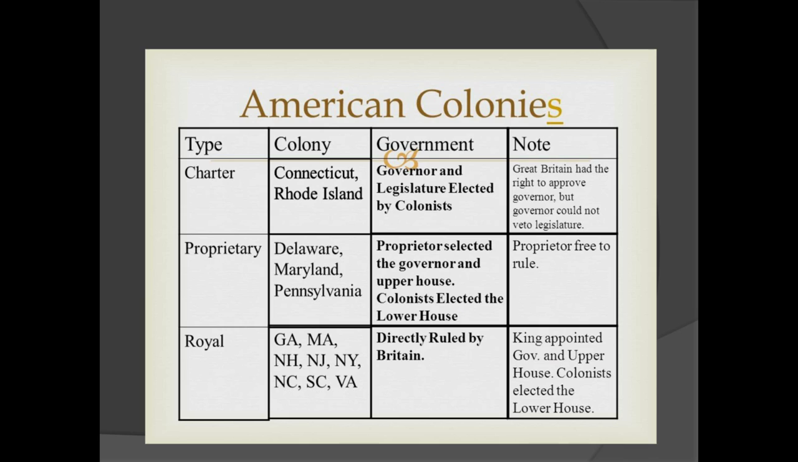And then we have the royal colonies. These are going to be Georgia, Massachusetts, New Hampshire, New Jersey, New York, North Carolina, South Carolina, and Virginia. These are going to be directly ruled by Britain. Okay, so they are not going to have any say in their government officials. This is where the king appoints the governor and the upper house, and the colonists elect the lower house. So the king is going to have the most power in this situation.